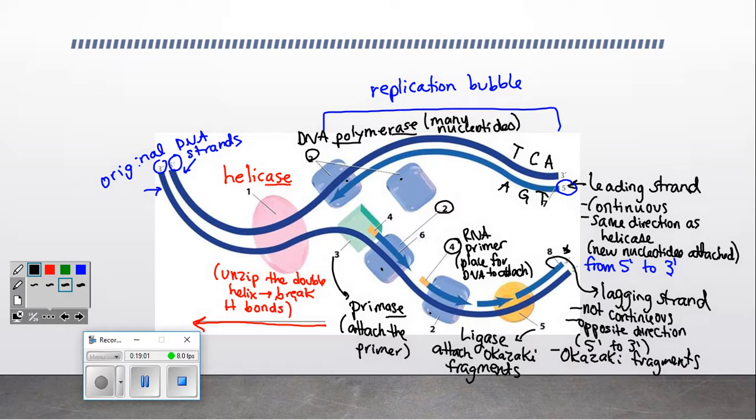Now, does anyone want to ask any questions about anything that is on this diagram? Yes.